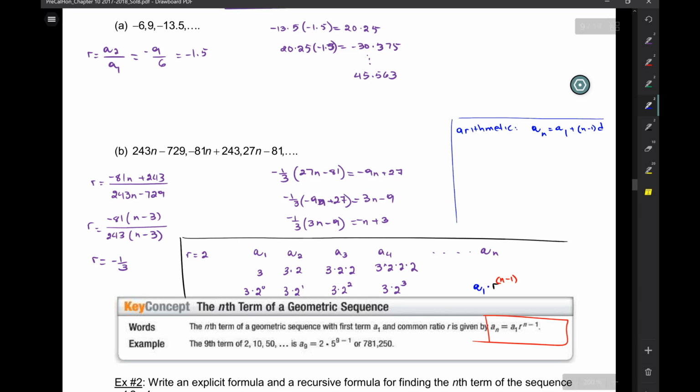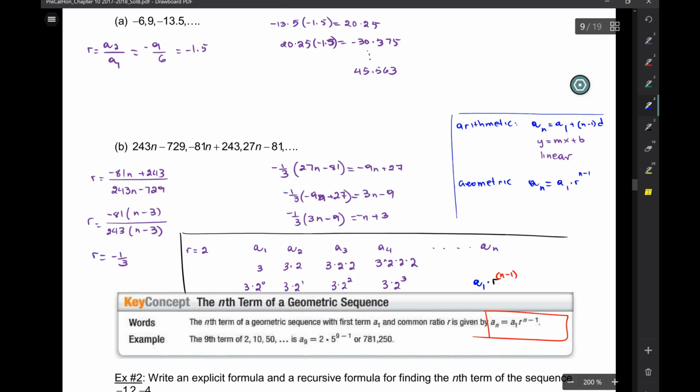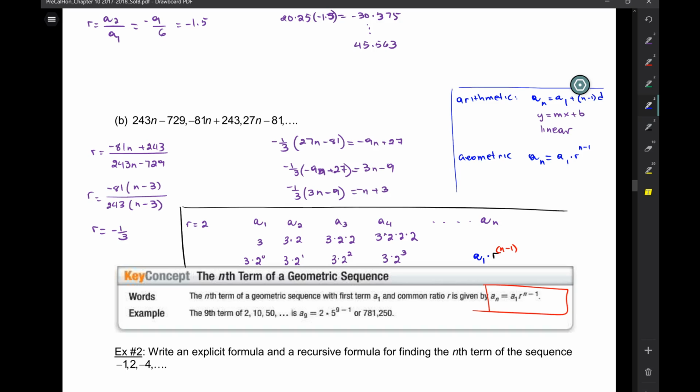So what was that? We said yesterday that we could have written that as y equals mx plus b, right? It was a linear relationship, yes? So that was linear. Well, let's take a look at the geometric then. AN is equal to A1 r to the n minus 1, okay? If we write it as A0, it would be AN is equal to A0 r to the n, because it would be one less, okay.